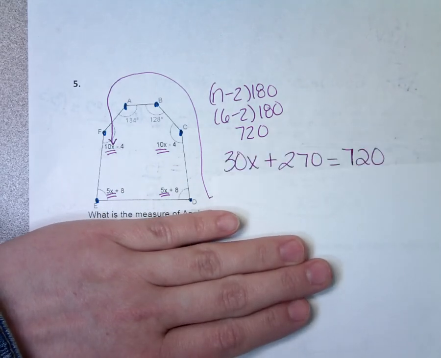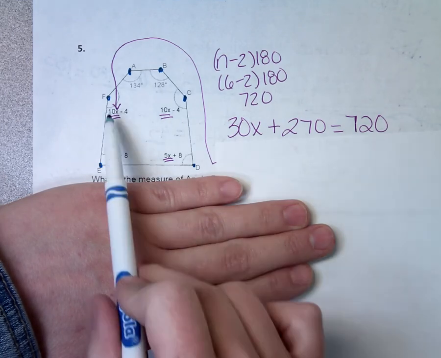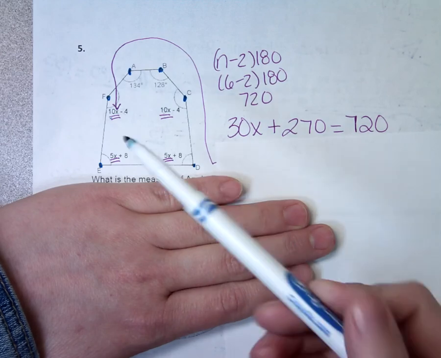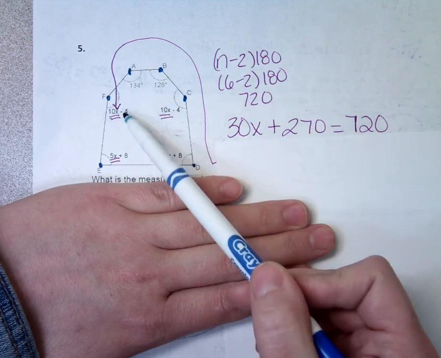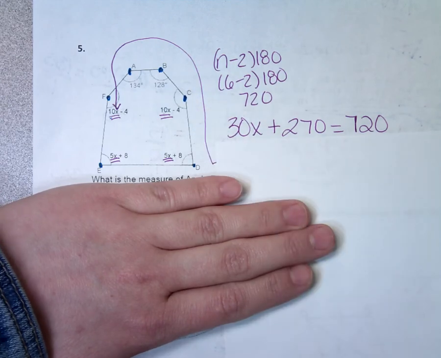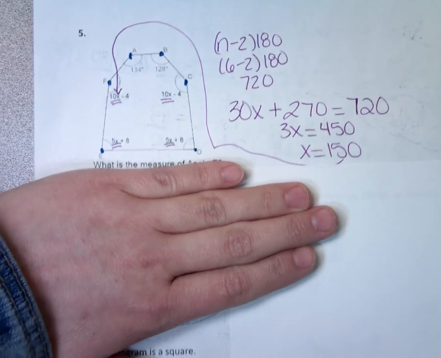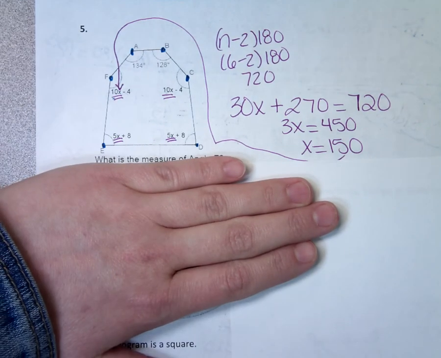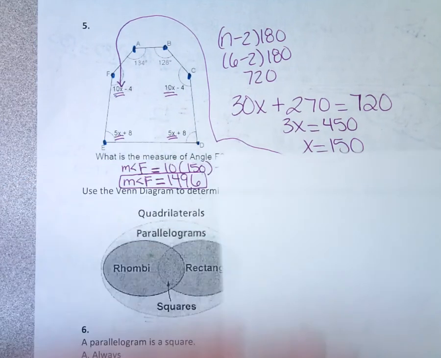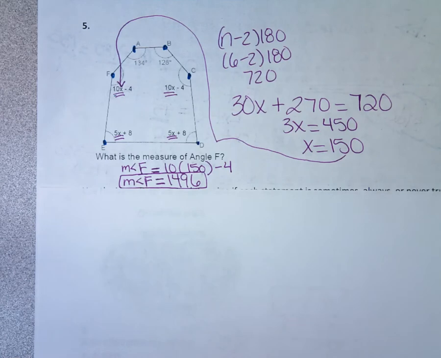So this is the equation I get when I combine like terms. I combined all my x's, my 10x, my 10x, my 5x, my 5x, and then I combined all the constants, the 134, the negative 4, the positive 8, the positive 8, the negative 4, the 128. And then all I have to do is solve for x. And then because it wants to know angle F, I just plug the 150 back into the x for angle F, and that makes 1496.